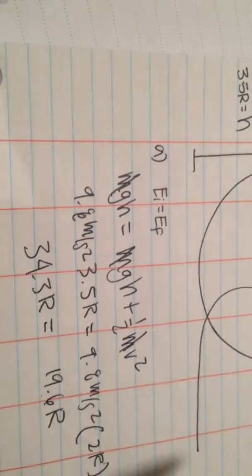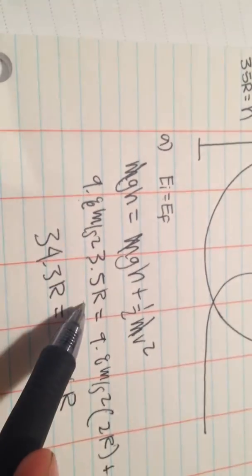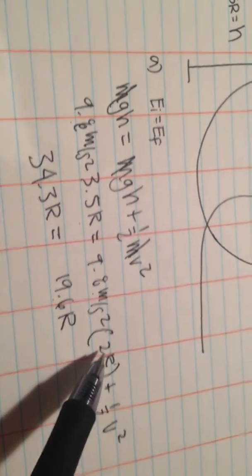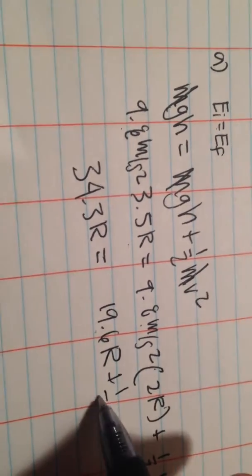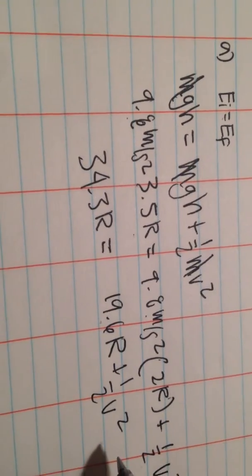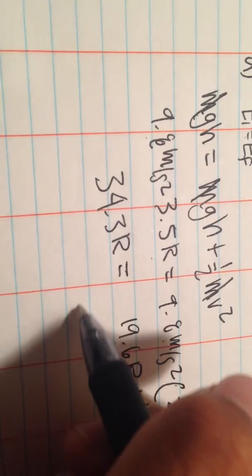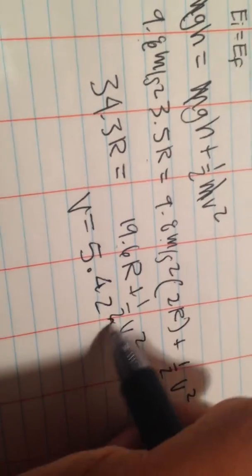The m's cancel out. Plugged in gravity and height. And then I plugged in half v squared, we're solving for velocity. So simplify that down, you get 34.3 minus 9.8 times 2r, which is 19.6 r, plus half v squared, and then you end up with velocity equals 5.42 square root r meters per second.